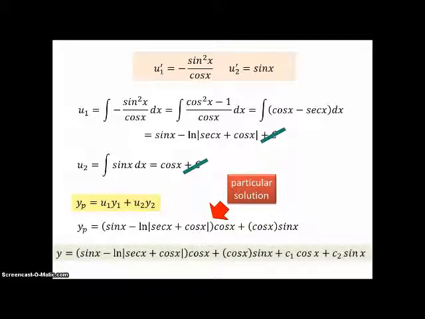There's our general solution, where we just take y sub p and add it to our complementary solution. So that whole thing in the blue strip would be the general solution. But they didn't ask for that, but I just thought you might want to see it.